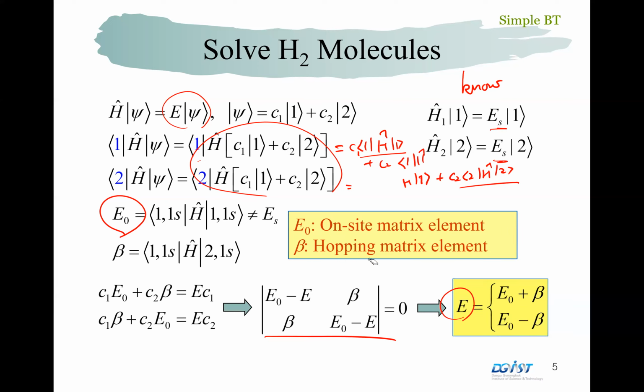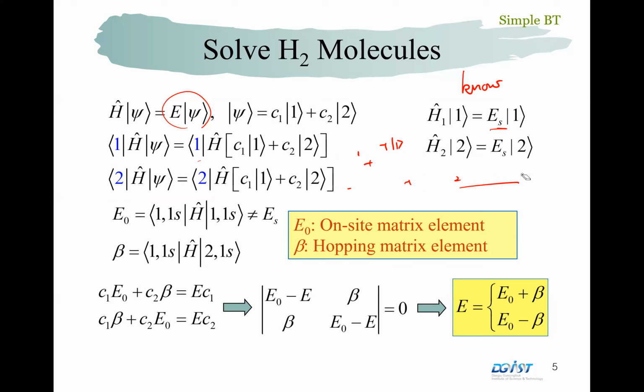Okay, so what is the meaning of on-site and hopping? I'm going to explain. But please remember that E0 is combined from their own electron: the first electron with the first atom, and the second one with the second one. But beta is combined from one atom and the other atom. So the physical meaning of beta, the hopping, is the probability of the electron moving from one side to the other side.